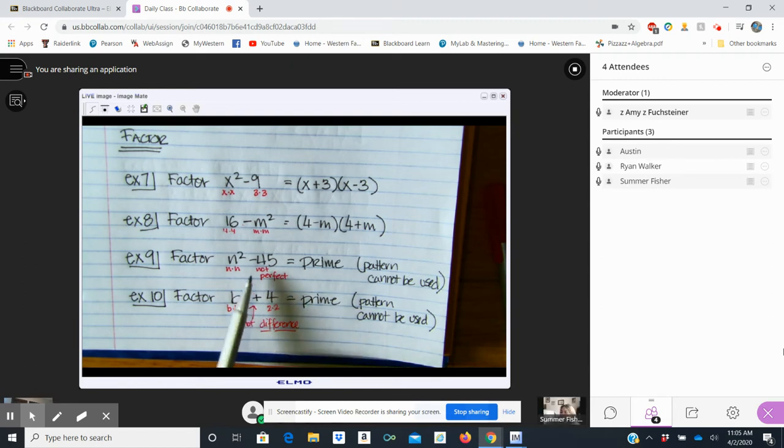Okay, so a couple of things to watch out for when patterning. The pattern has to match. It can't almost match. So in these last two examples, this was not a perfect square, so I cannot use the pattern and I have to call it prime. In this example, it's a perfect square at b squared and it's a perfect square at 4, but it's not the difference, it's the sum. And because it is the sum, I cannot use the pattern, and the answer here is prime. It will not be factored.